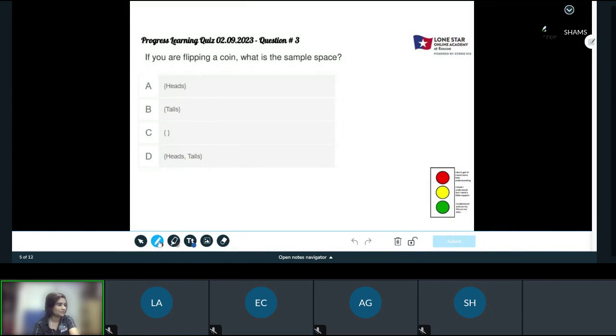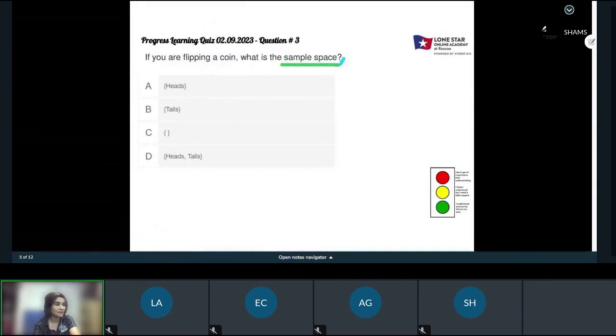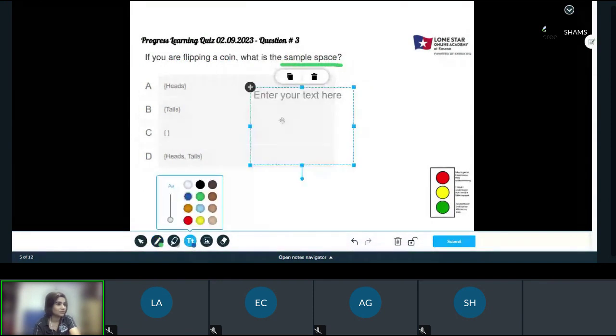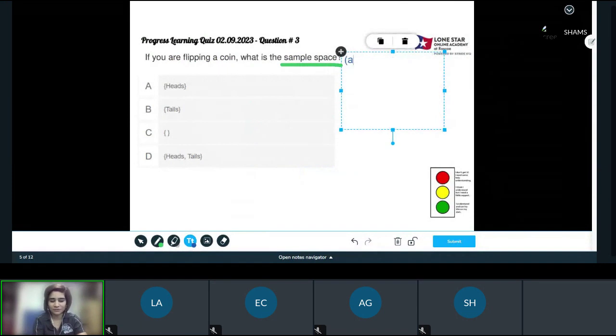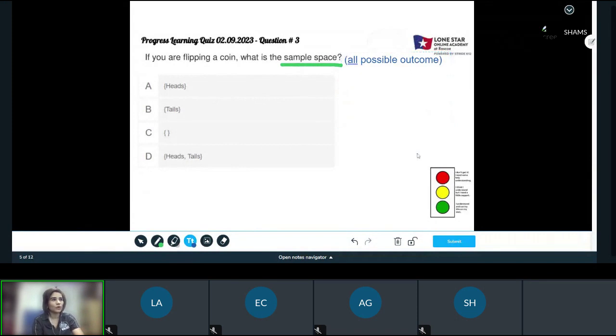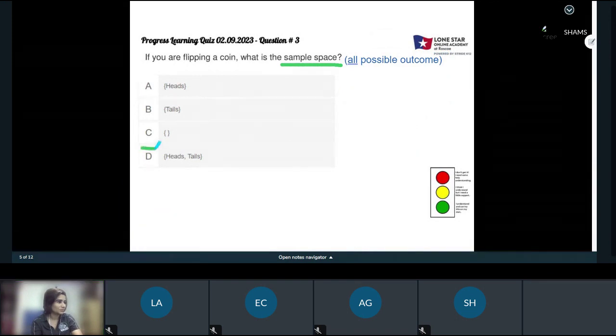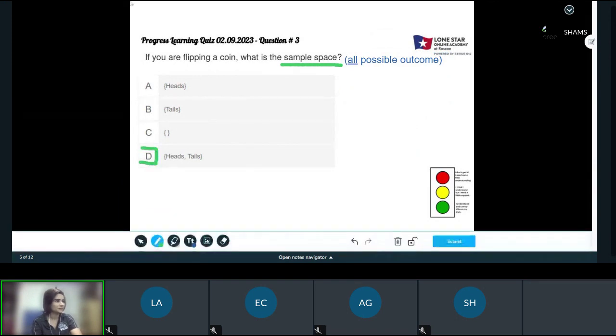Now, they want to say, if you are flipping a coin, what is the sample space? Sample space is a new word. This is something I'm going to cover tomorrow, but it's okay for us to just talk about it. Sample space means all possible outcomes. In our class, we are using the words all possible outcomes for sample space. If you toss a coin, what are all possible outcomes? Good job, Derek. Excellent. That was simple, right? Possible outcomes will be heads and tails.